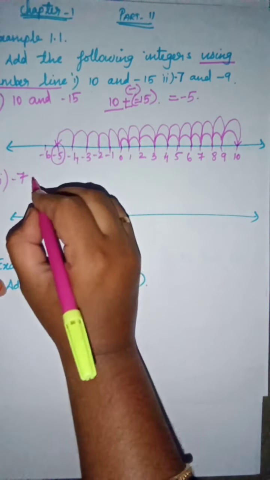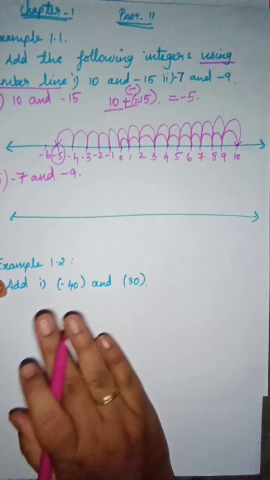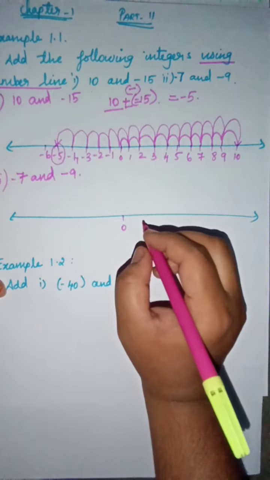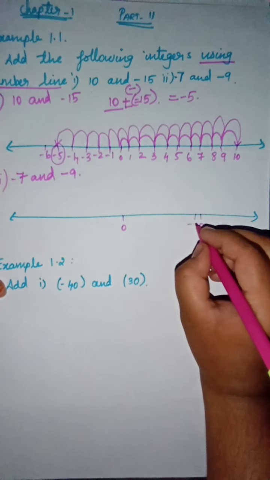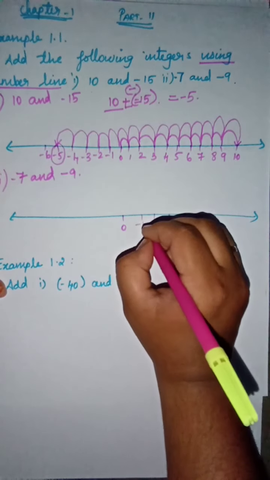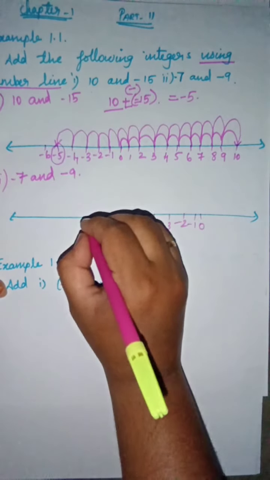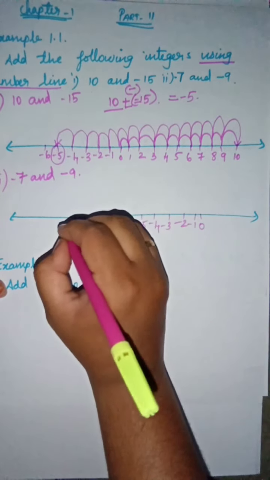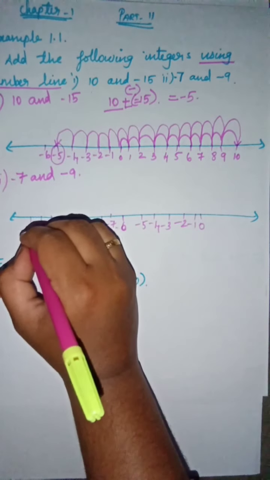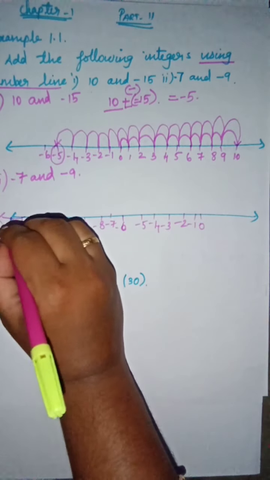Okay, the next, second sum is minus 7 and minus 9. So for this also we have to draw the number line. So from here 0, we can start from here: 0, minus 1, minus 2, minus 3, minus 4, minus 5, minus 6, minus 7, minus 8, minus 9, minus 10, minus 11, minus 12, minus 13, minus 14, minus 15, and it goes on to minus 16.